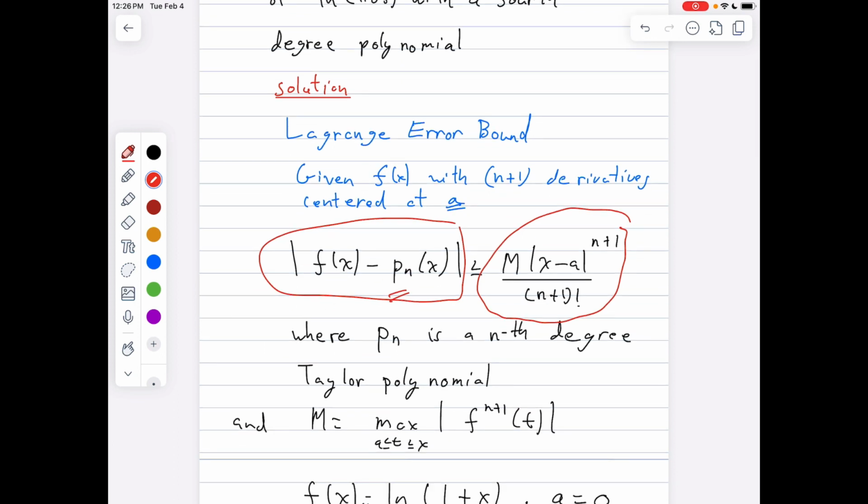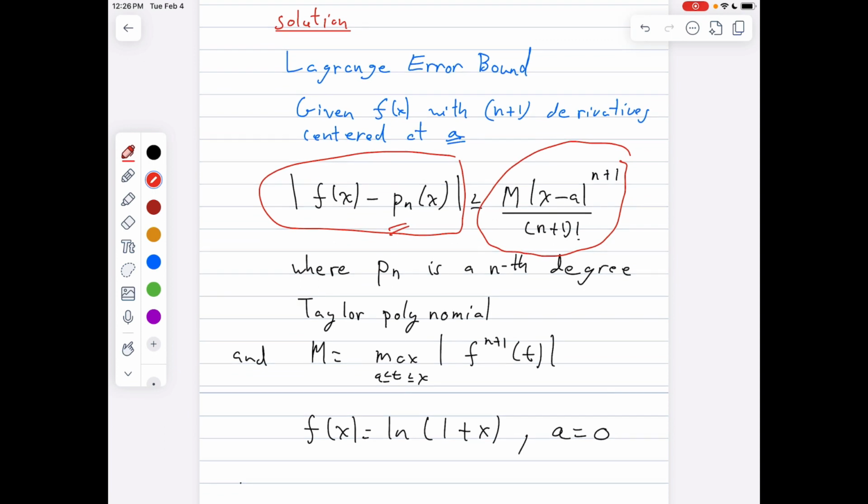So x, a, n, and M all stand for something. n in that formula is the degree of your polynomial. a is where you're centered at, and x is the value that you're plugging into your function to approximate the value that you're looking for. And M is the maximum value of the (n+1)th derivative between a and x. Now, I know that's a lot. I think it'll make more sense in a minute once we actually start writing things down and doing this. So the first thing you're going to need is a function to work with.